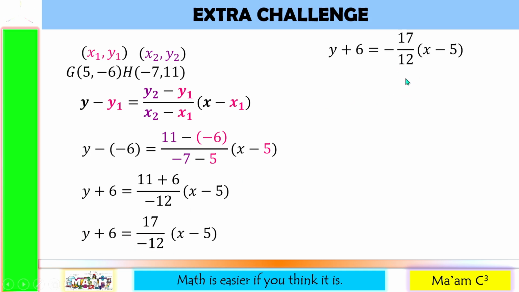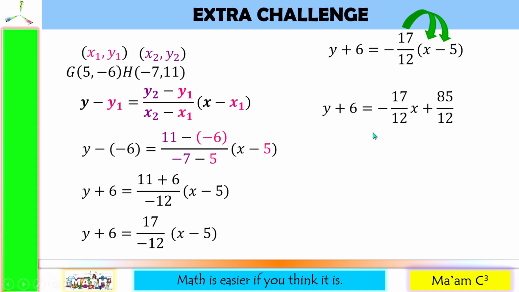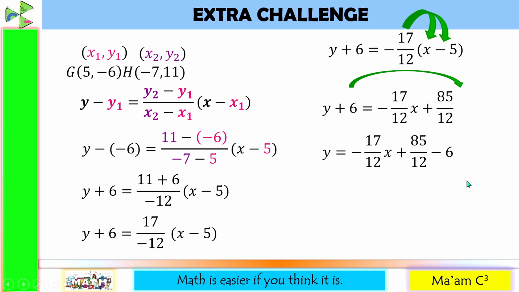Now let us distribute. Negative 17 over 12 times x is negative 17 over 12 of x. Negative 17 over 12 times negative 5. 17 times 5 is 85. Negative times negative is positive. So plus 85 over 12. Now let us move positive 6 on this side. It will become negative 6.